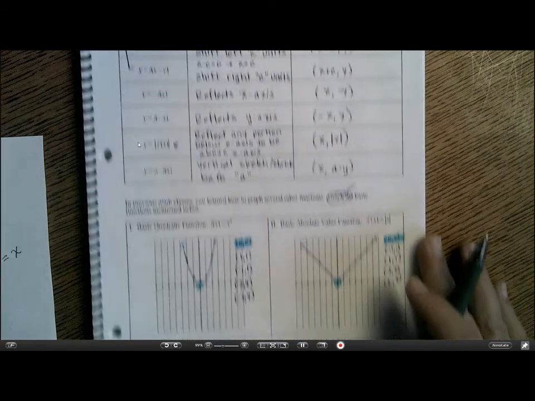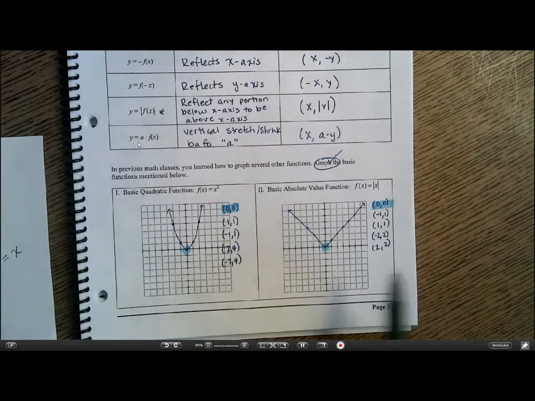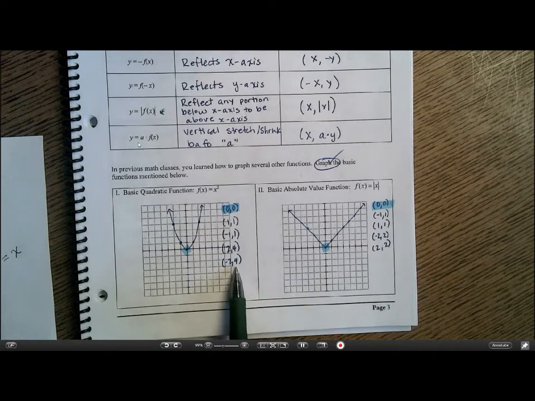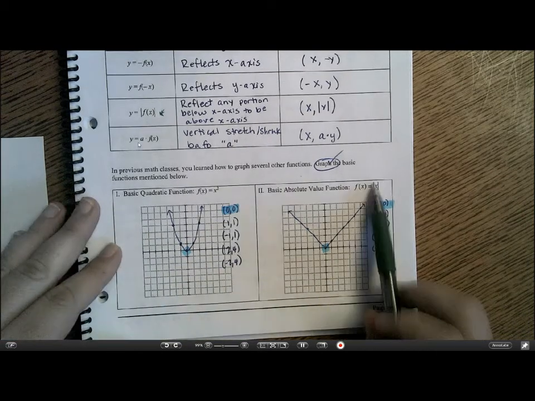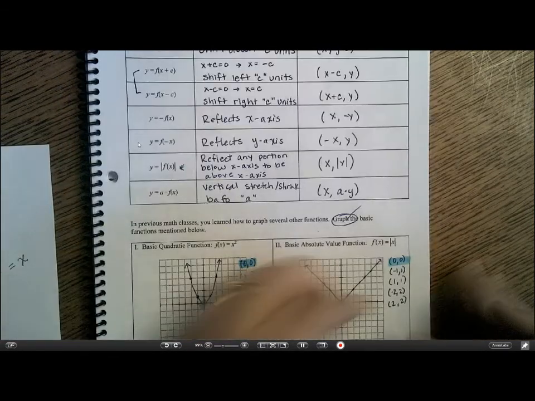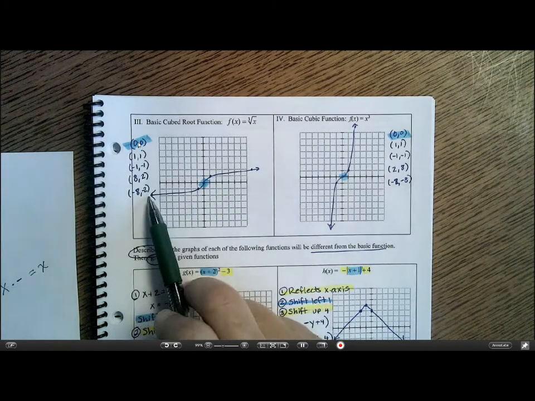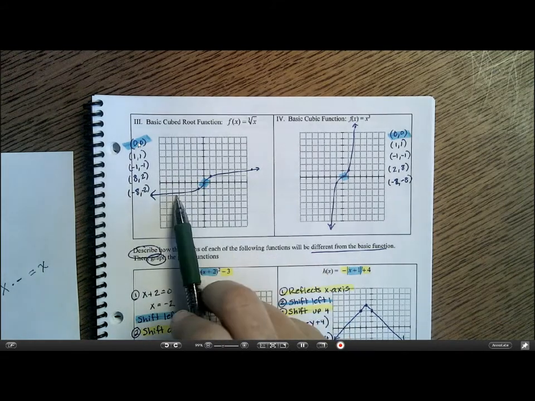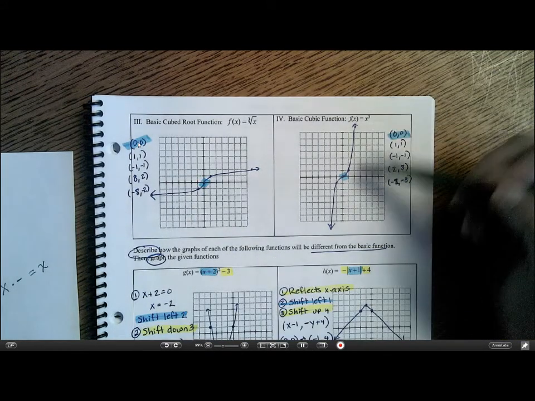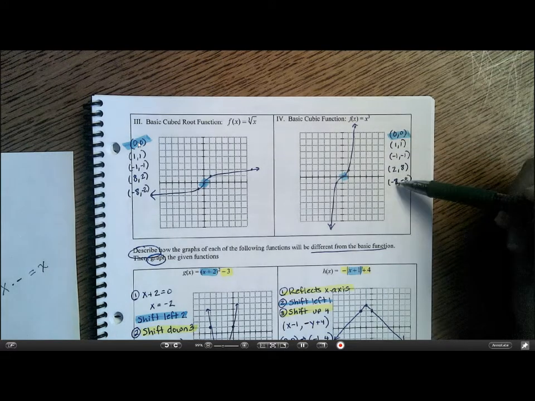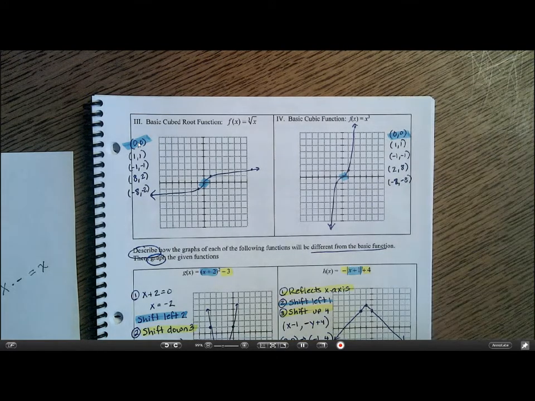All right, so these are your parents. Make sure you have these correct points. This is your parabola. This is an absolute value. This is the cube root, so make sure that these points are there, and this is how you connect them. And then this is cubed, so please make sure these points are there and you connect them.